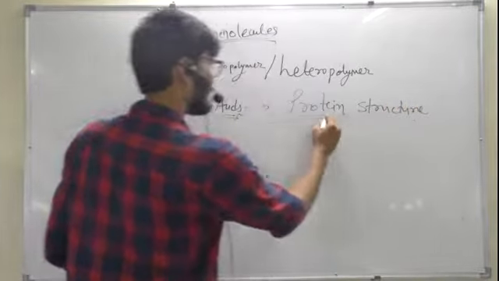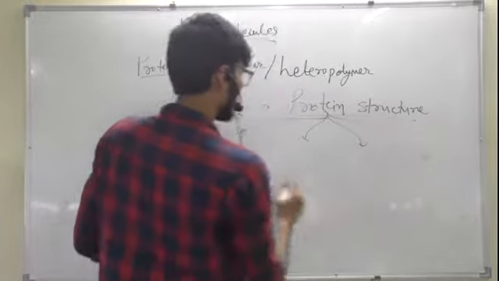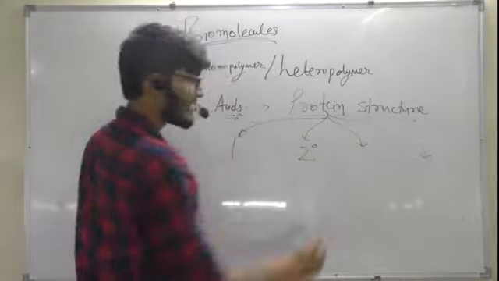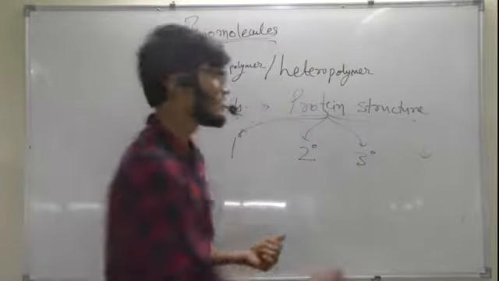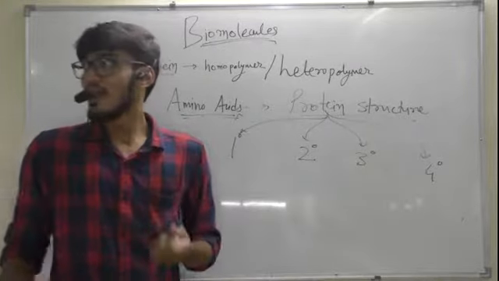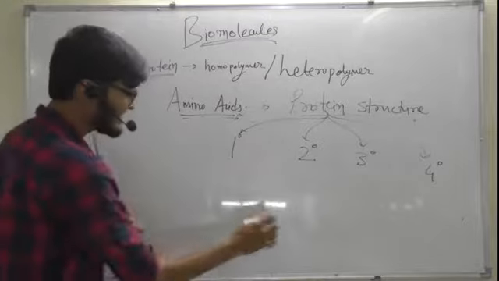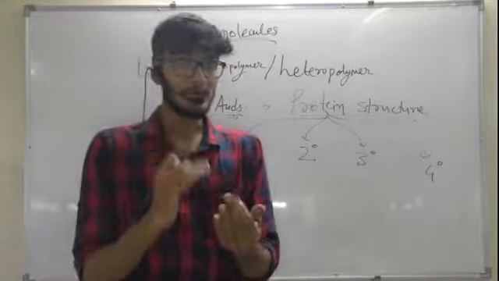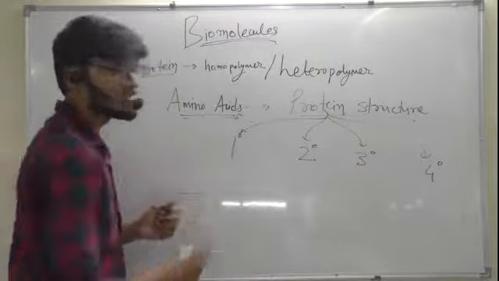So there are generally 4 kinds of protein structures. One is primary protein structure, secondary protein structure, tertiary protein structure, and quaternary protein structure. As we have seen that proteins are made up of amino acids, so the sequence of amino acids which forms the proteins, that sequence is known as the primary structure of the protein.